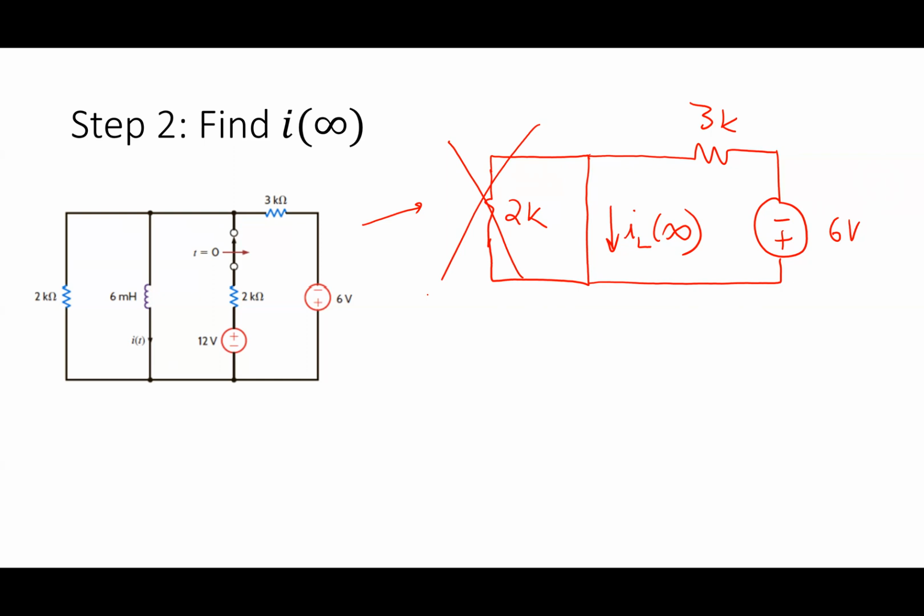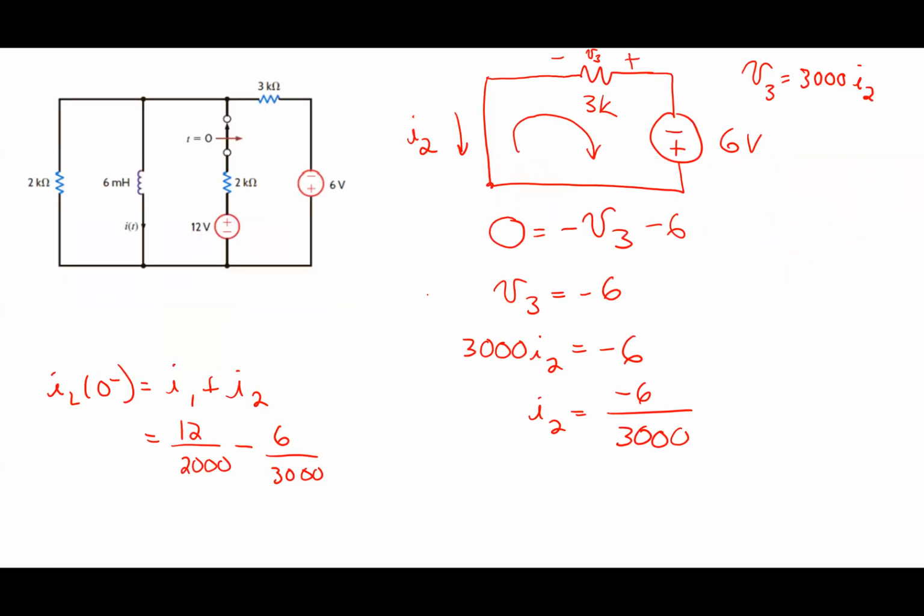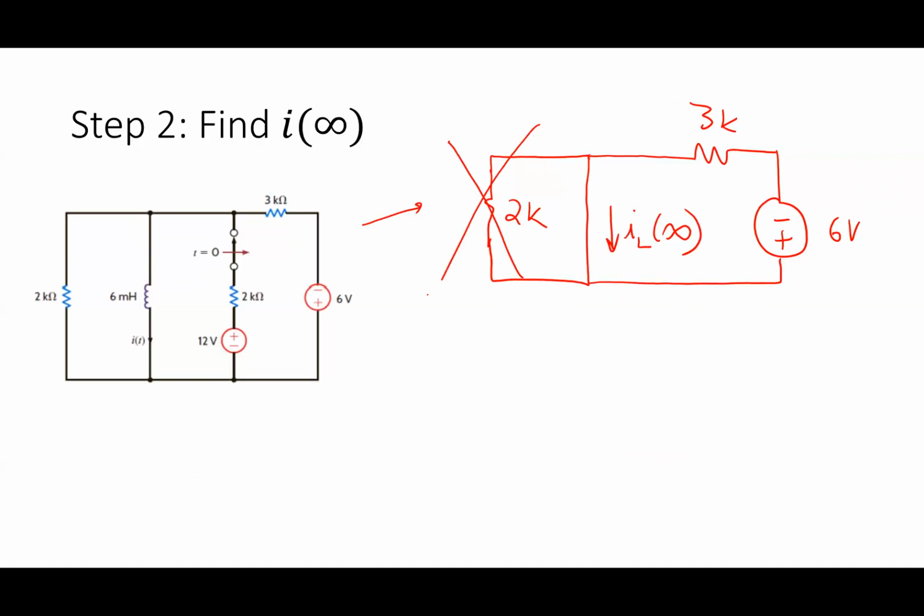That circuit looks exactly like what we just did here. If I look at it carefully, it's the same thing I did there. You can watch the video later if you don't follow me. IL of infinity is equal to -6 over 3,000, without me doing any work. So now I got to get to the third step.